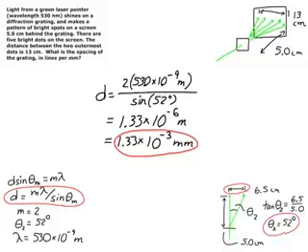Well, if we know that each line has a width of 1.33 times 10 to the minus 3rd millimeters, the number of lines per millimeter is just 1 divided by this number right here. So it's 1 divided by 1.33 times 10 to the minus 3rd. And if we do that, that gives us a spacing of 750 lines per millimeter.